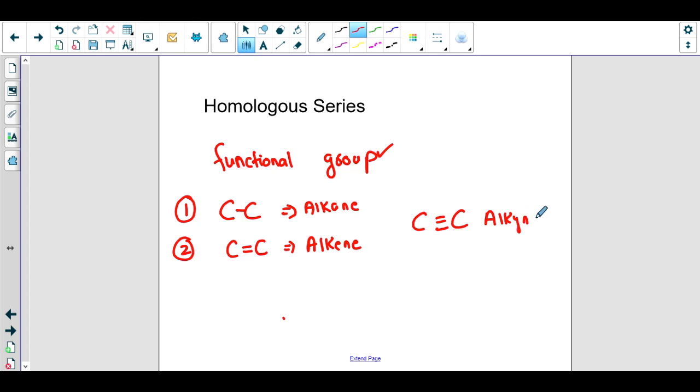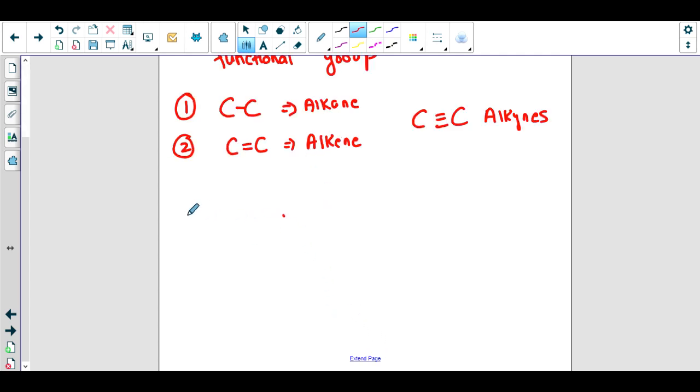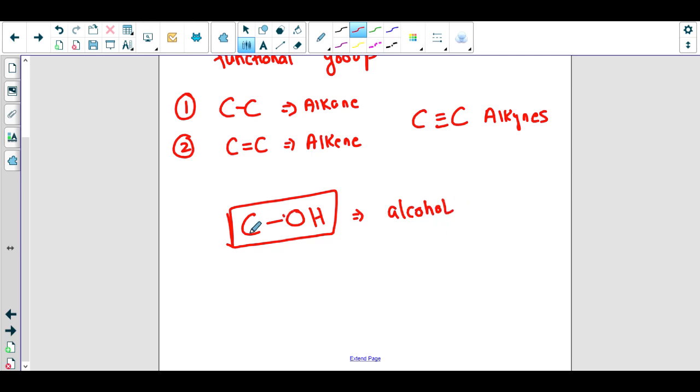So these were the homologous series based only on carbon and hydrogen. Now let us see some more homologous series which are not hydrocarbons, so they have some other element present in them. Another very important homologous series in organic chemistry: you have a carbon bonded with OH. This is a functional group, from the family of alcohol.